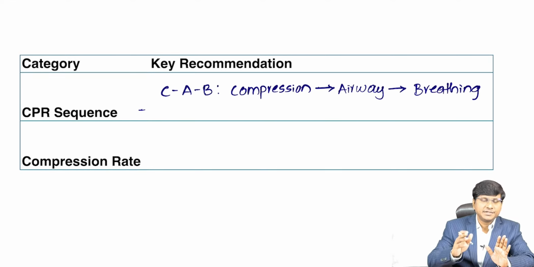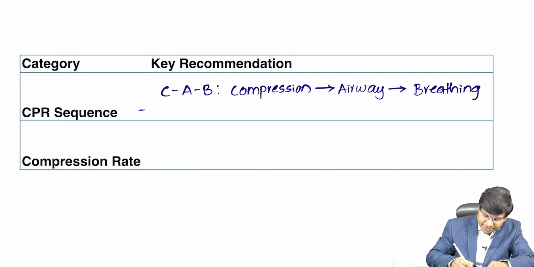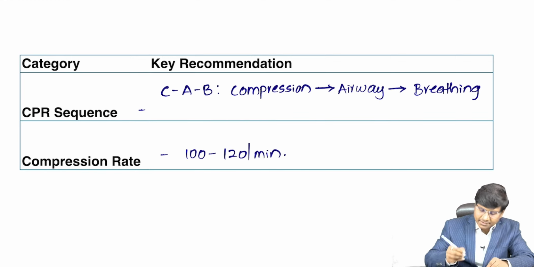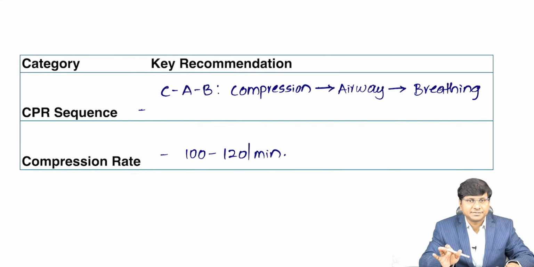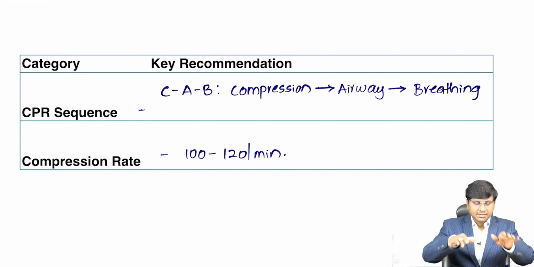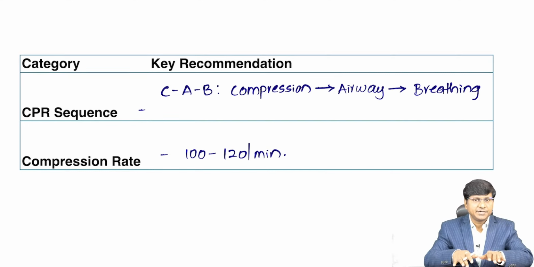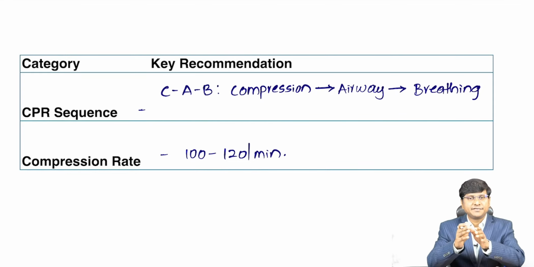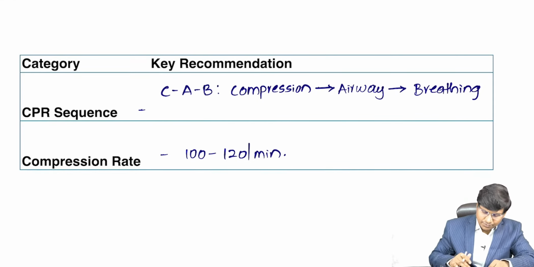Now, whenever you are doing these compressions, what should be the rate of compression? The rate of compression should be around 100 to 120 per minute. And what should be the compression depth? The depth of compression when we are doing CPR is different in adults, different in children, and different in infants.